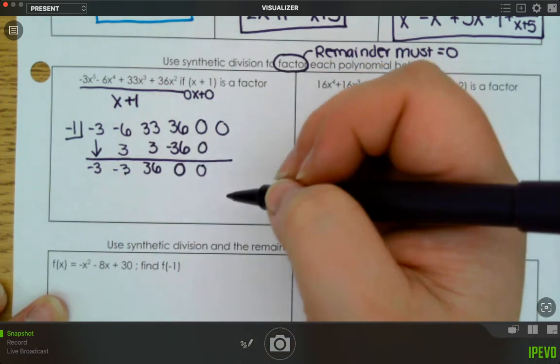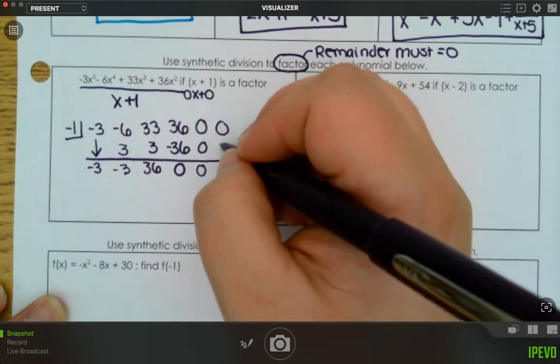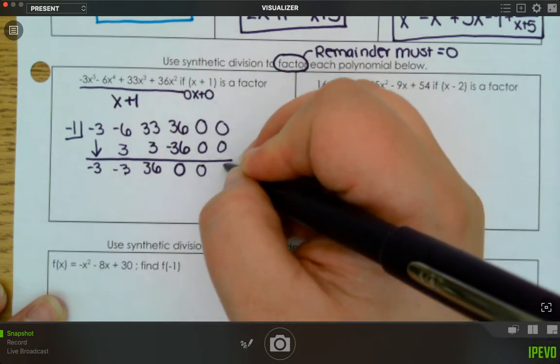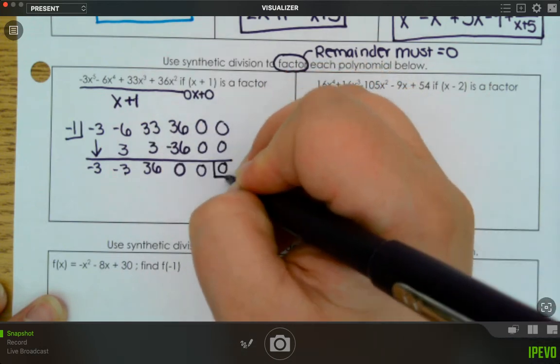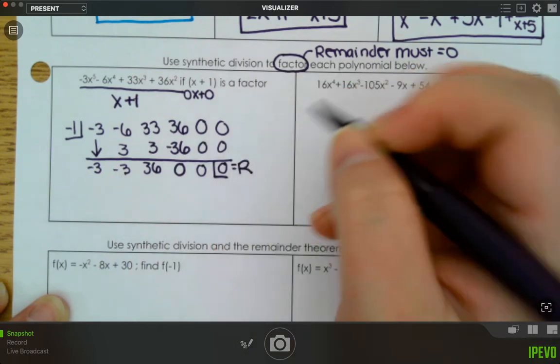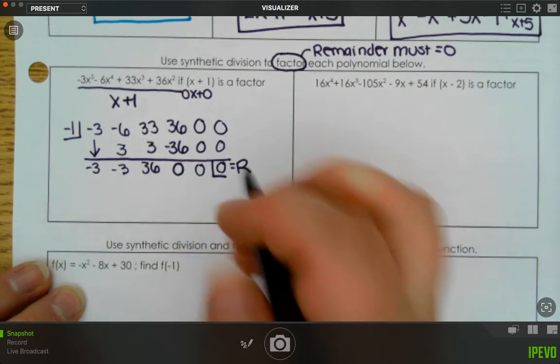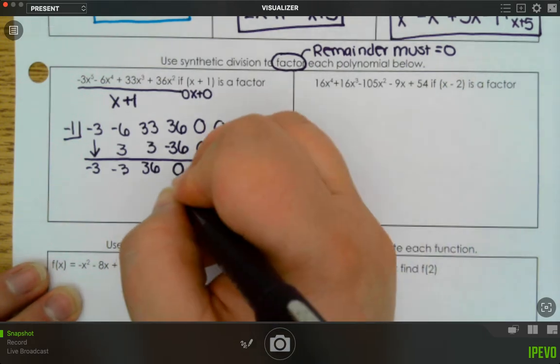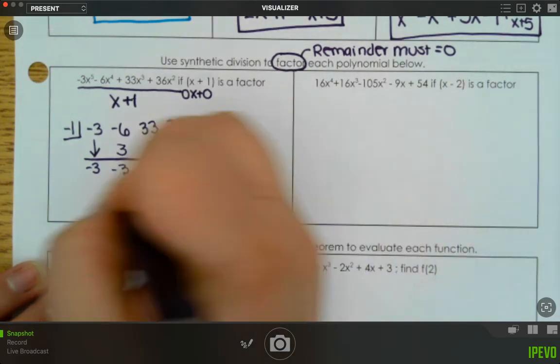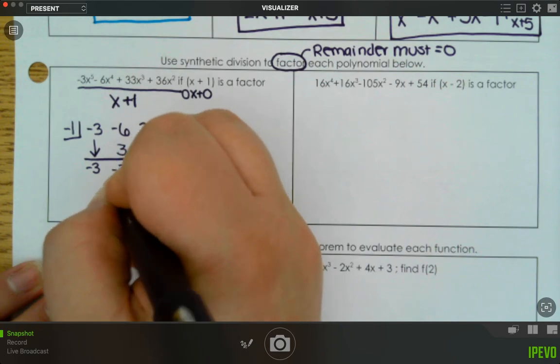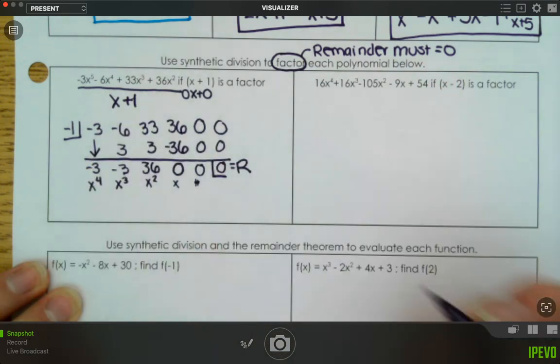0 plus 0 is 0. -1 times 0 is 0. 0 plus 0 is 0. That's my remainder. If this wasn't 0, we would have a problem. And then this is my number, x squared, x cubed, x to the 4th.